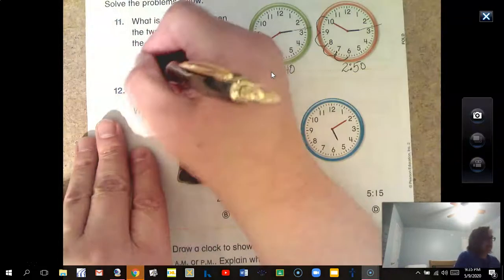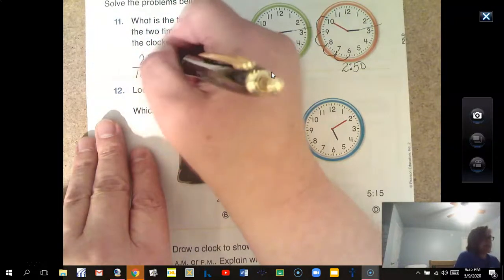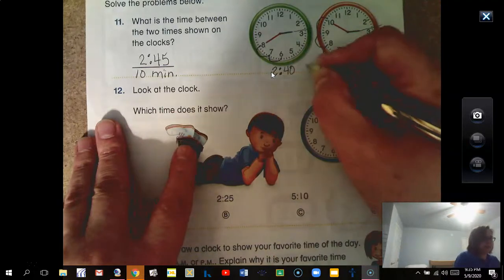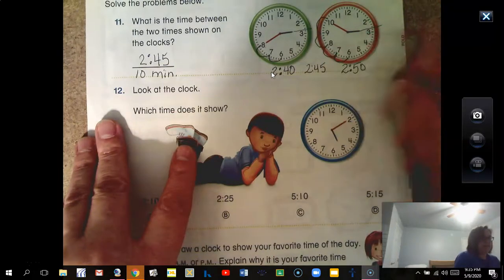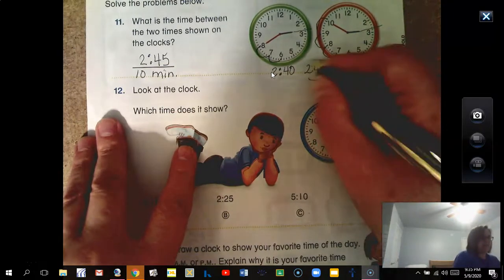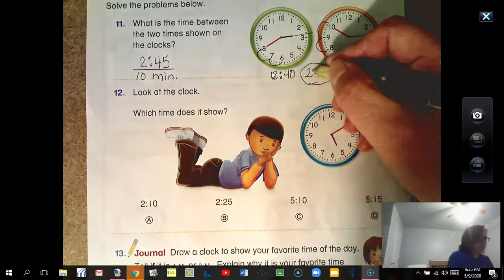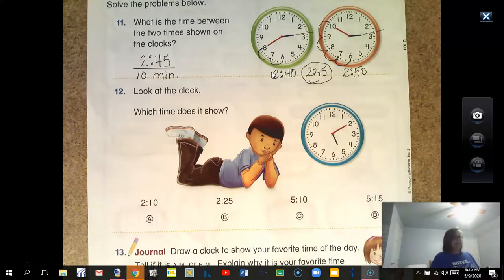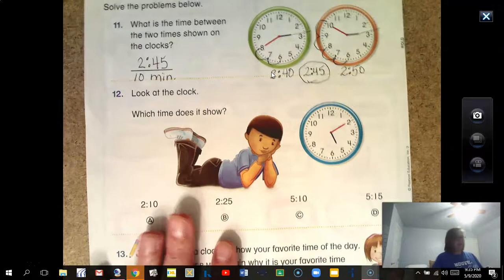But so it's 2:45, because we have 2:40, then 2:45 and 2:50. So that's the middle number, the one in between those two times. It's kind of a silly question.